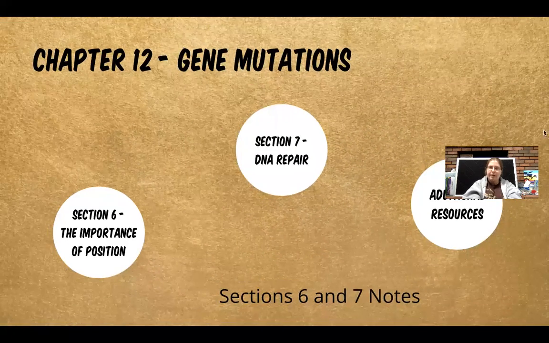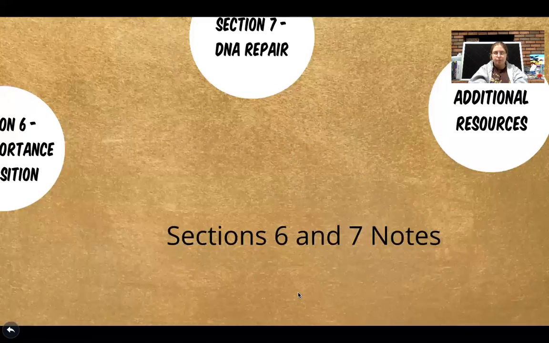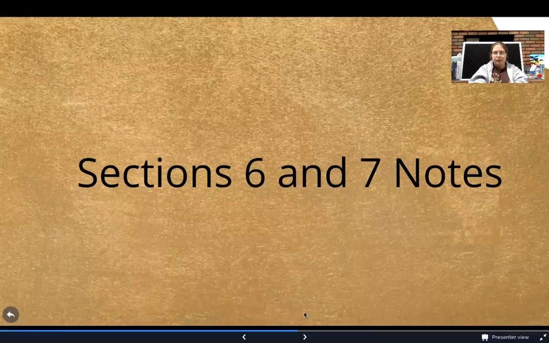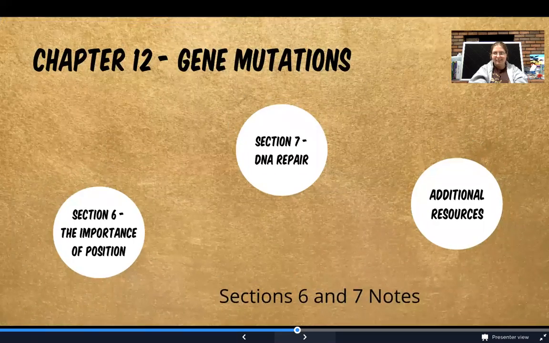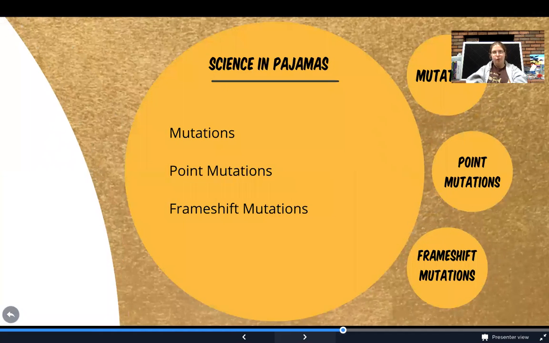All right, and that is all of chapter 12. I'm going to talk about some additional resources. So we have some of the Science in Pajama videos that I do. There's one that's very general about mutations. But then we also talk about point mutations in more detail, like the different varieties, missense versus nonsense versus silent, transition versus transversion point mutations.